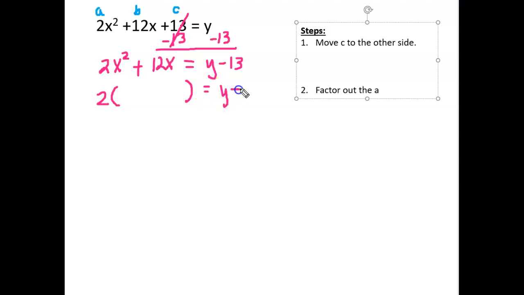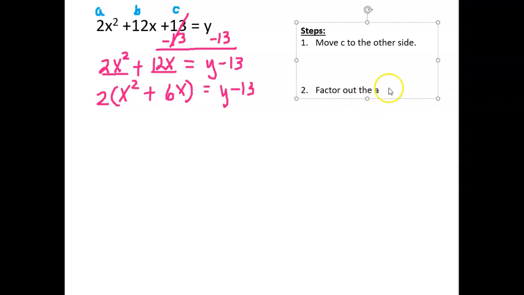equals y minus 13. And in parentheses, I'm going to put what would be left if I divided both of these by that number 2. So if I divide the first term by 2, I'm left with x squared. And if I divide the second one by 2, I'm left with 6. So I've factored out the 2. I've divided out the 2, and so we're left with what we have there.